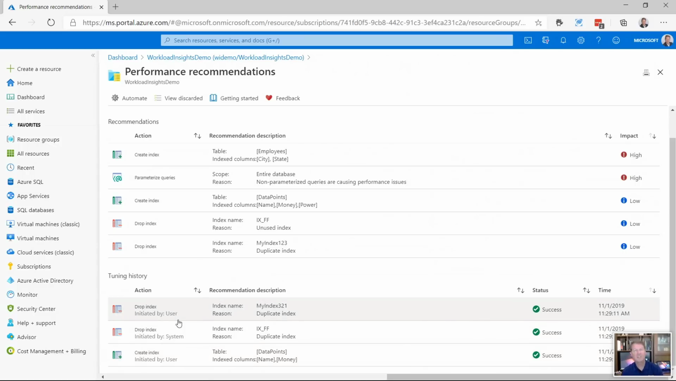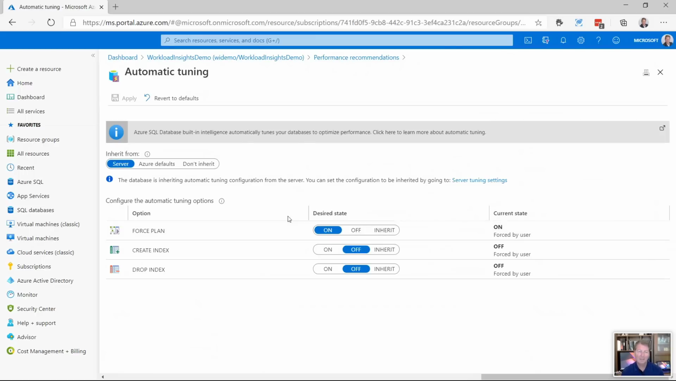And if you go through this process and you like what we've recommended, you can automate this. You can hit automate, and at the logical server level or at the database level, you can say, I'd like to turn on create indexing and drop indexing. And then we would monitor your workload over time. We would create indexes. And if we monitored and saw that that index caused worse performance, we would then drop the index. And you can see the history of everything we're doing. Or you can just look at recommendations.